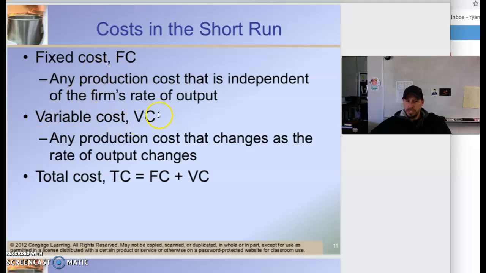Variable costs are costs that change as production changes. So the more of a good or service that you produce, the more inputs that are needed to produce those, the more your variable costs are going to change. So these variable costs will change as your output changes. And then your total, we just figure out by adding our fixed and our variable cost. And TC, FC, and VC are the symbols that we use for those.